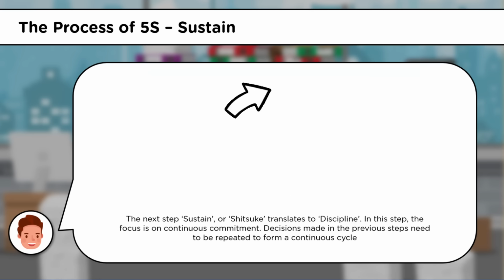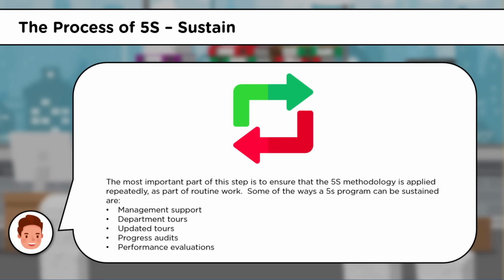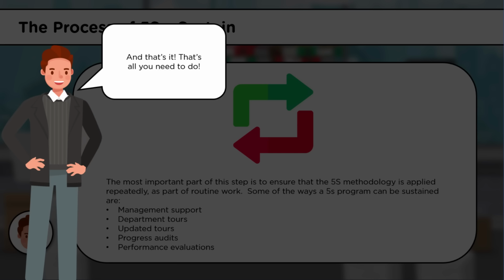Sustain, or Shitsuke, translates to discipline. Here the focus is on continuous improvement. The decisions that were made in the previous step need to be repeated to form a continuous cycle. In this step, you need to ensure that 5S is applied repeatedly as part of routine work. Some ways to sustain the program are management support, department tours, updated tours, progress audits, performance evaluations, and so on. And that's it. That's the 5S methodology.